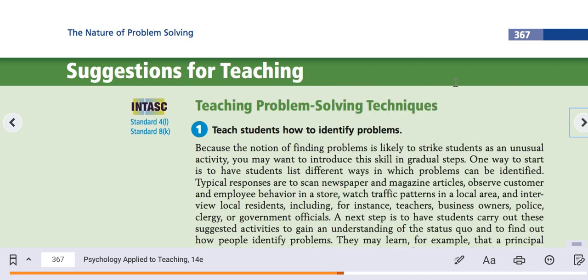Suggestions for teaching: teaching problem-solving techniques. Teach students how to identify problems. Because the notion of finding problems is likely to strike students as an unusual activity, you may want to introduce this skill in gradual steps.